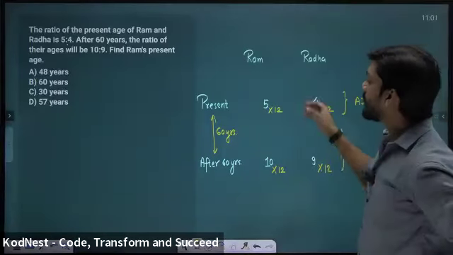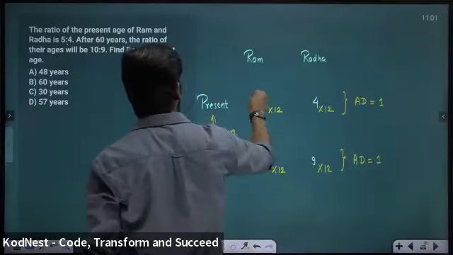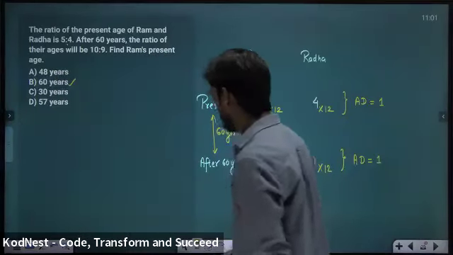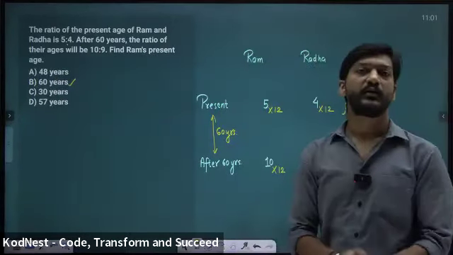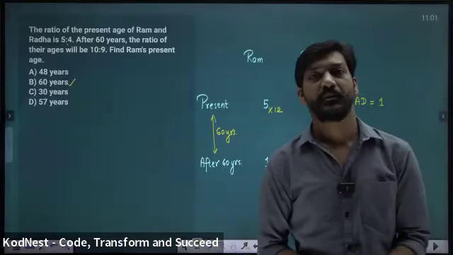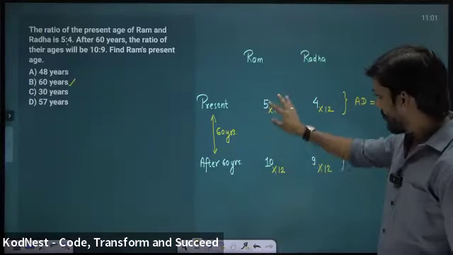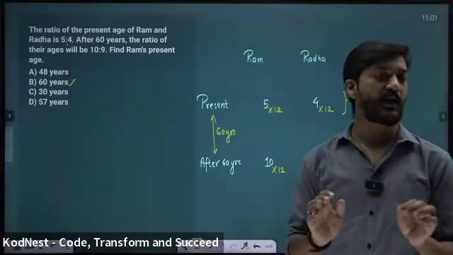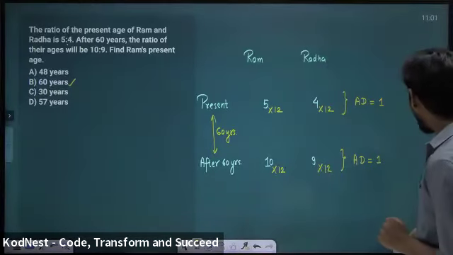So now you can answer, what is Ram's present age? That is 60. So 60 years. So very simply, we can do these questions. So understood the approach. Whenever two ratios are given, how to solve it? With variable also, same approach will be there. Let me tell you that also.